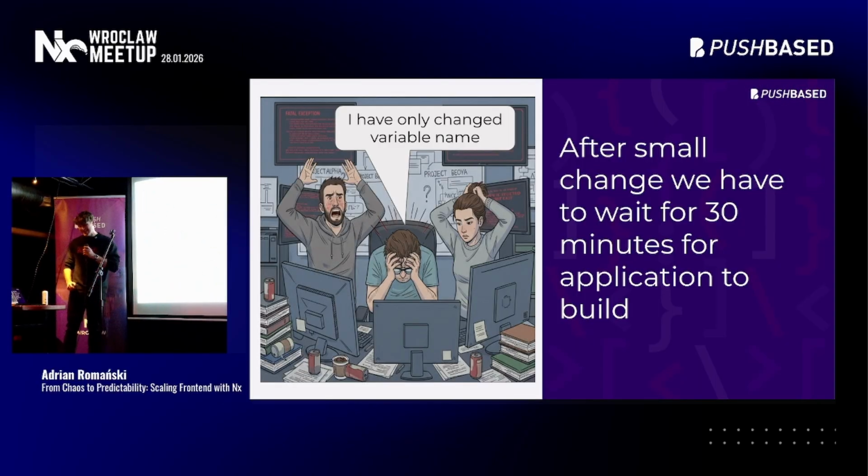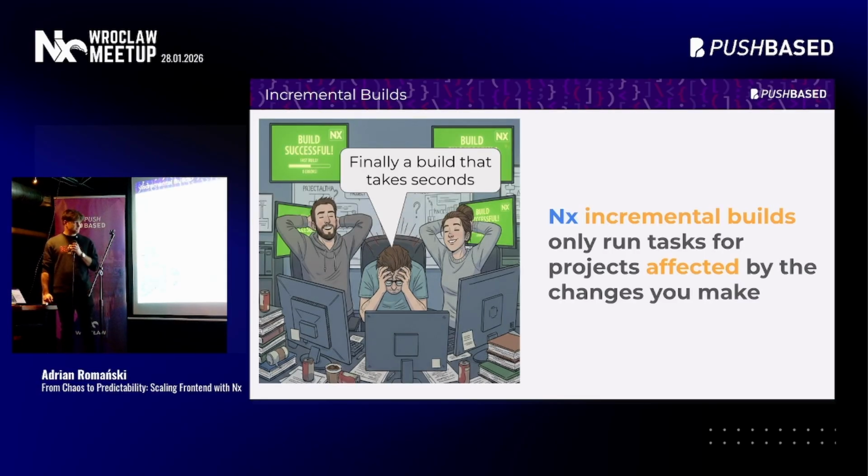Then we have some advanced topics, and those topics will be taken on by Michael and Jarek. So what happens? We make a small change. I change the variable name from, I don't know, name to first name, and we have to wait 30 minutes for the application to build. This is really decreasing the developer experience and is frustrating as hell, and Nx has a solution for us. The incremental builds will run only the tasks that are affected. So if you change a small piece in a library, it will rebuild only that piece. But for that, you need buildable libraries, a well-maintained code base. So this is only the beginning.